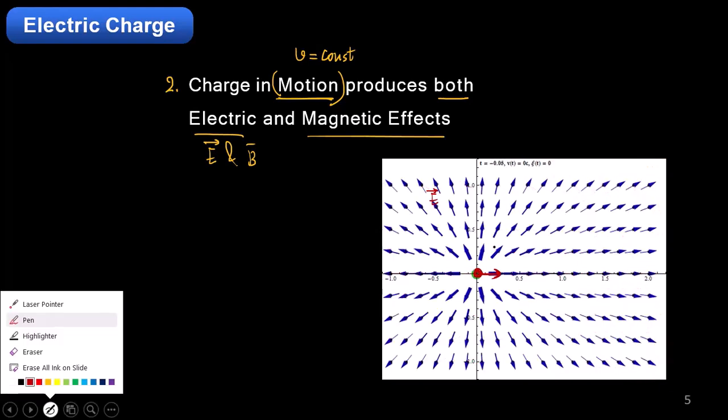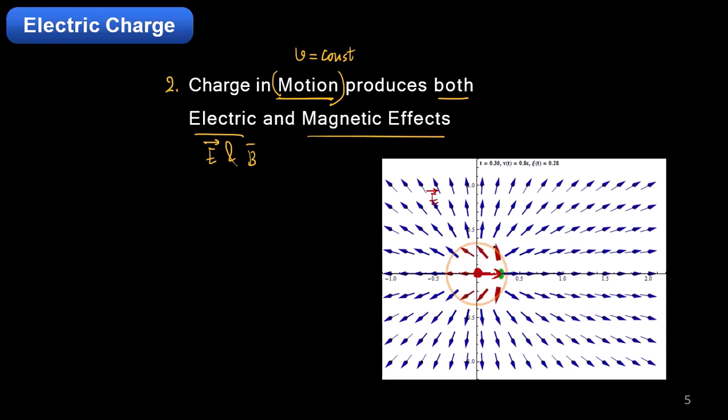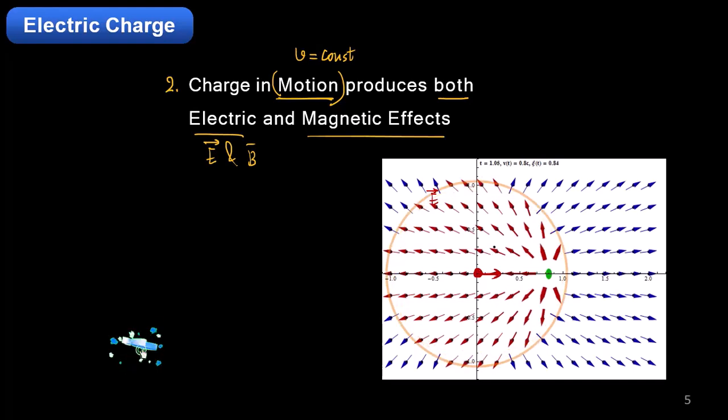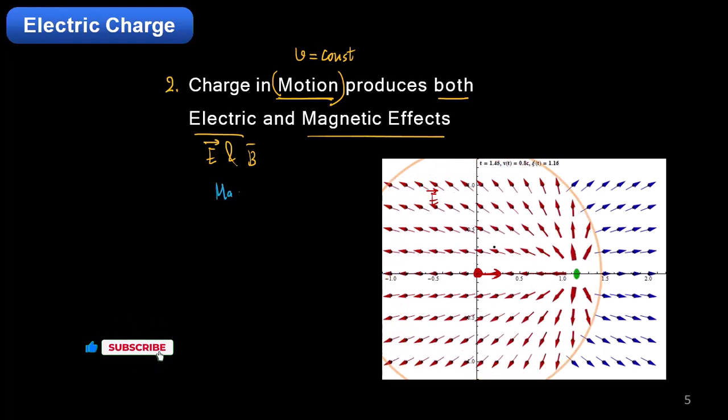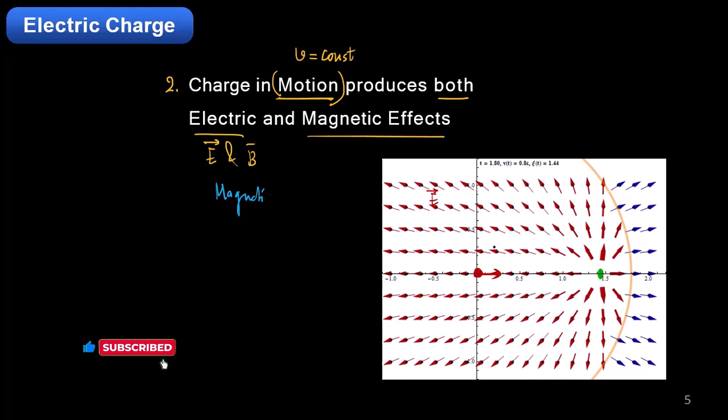This particular study, which deals with the movement of the charge, which can create both the electric and magnetic effect, comes under the study of magnetism. This chapter is known as the magnetism chapter.